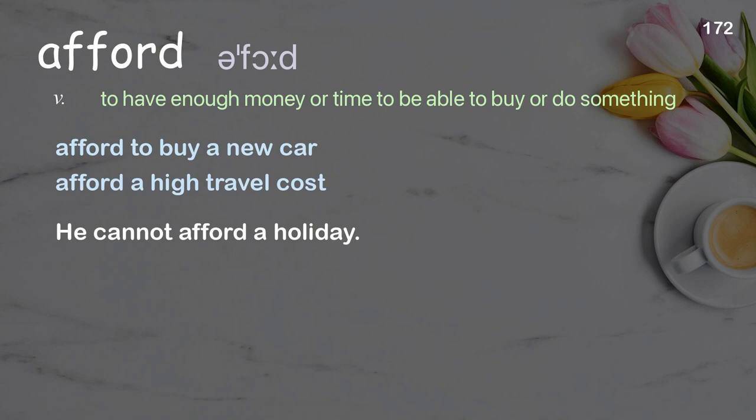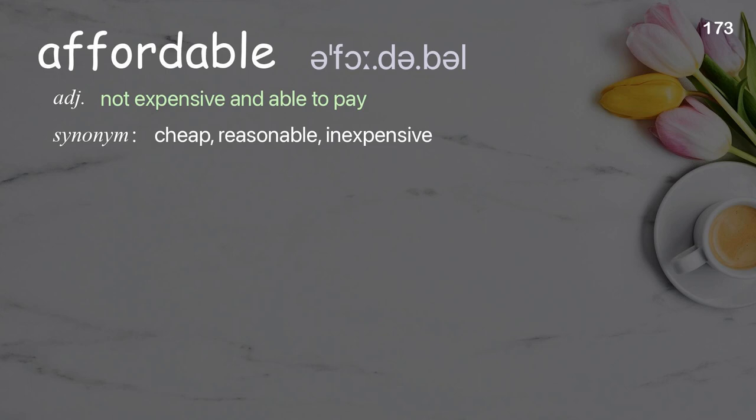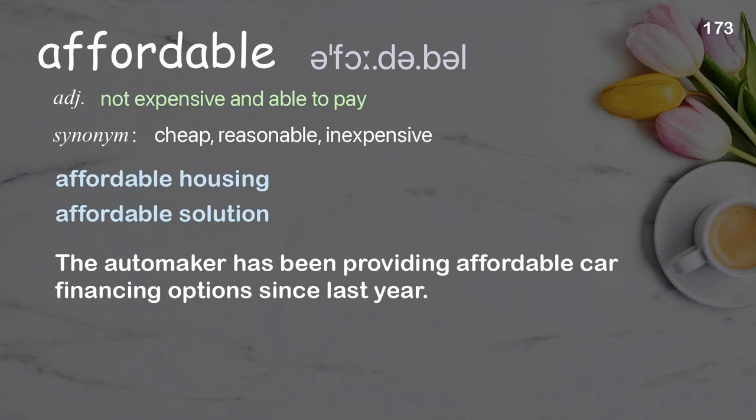Affordable. Not expensive and able to pay. Examples. Affordable housing. Affordable solution. The automaker has been providing affordable car financing options since last year.